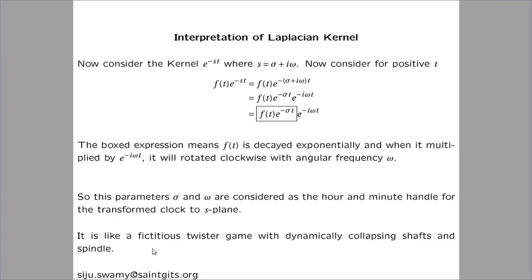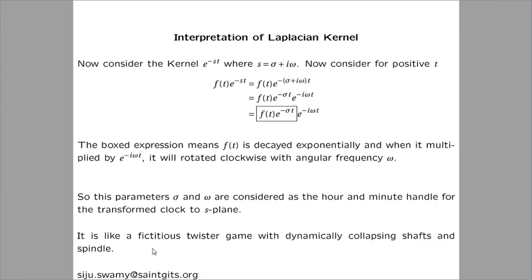It is like a fictitious twister game, with a dynamically collapsing shaft and spindle. We all are familiar with amusement parks. There is a wonderful game, Twister. This twister has a shaft, and at the end of the shaft there is a seat. Actually, we are sitting in that seat. When the twister game starts, the shaft will rotate horizontally, and at that time our seat will be fixed. After some time, this shaft will rotate and change direction, and also our seat starts to rotate, and it has a magnifying effect on the people who are sitting in the seat.